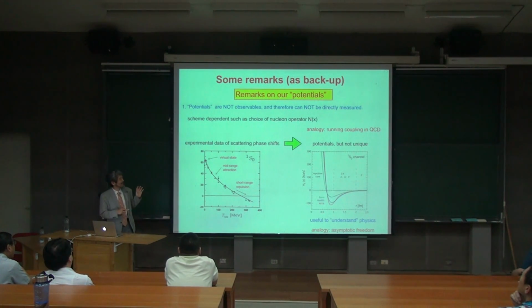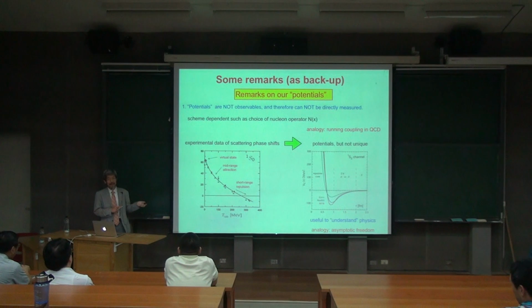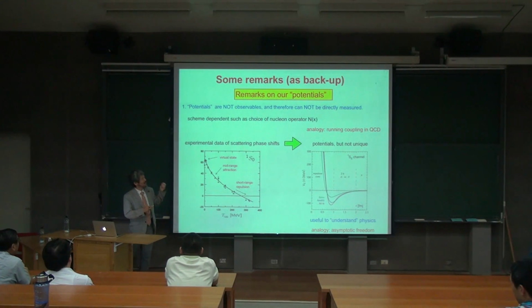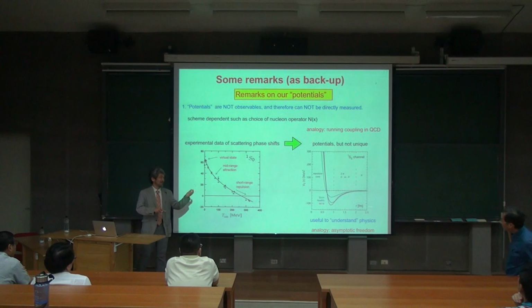A very good analogy is the running coupling constant in QCD. The running coupling in QCD is scheme dependent. It's not a physical observable. The physical observable is the scattering amplitude. But the good point is that although the running coupling and potential are not physical observables, once we know the potential, we can calculate physical observables like scattering. And also the physics becomes very clear. For example, if we have the potential, we can say the interaction becomes very repulsive at short distance and attractive at long distance.